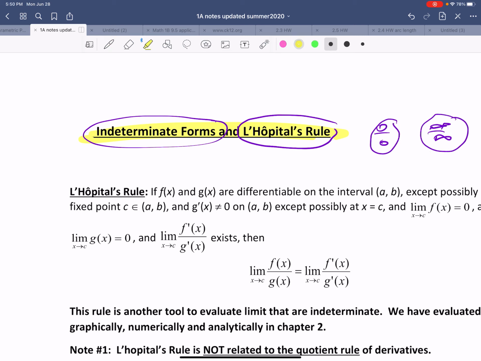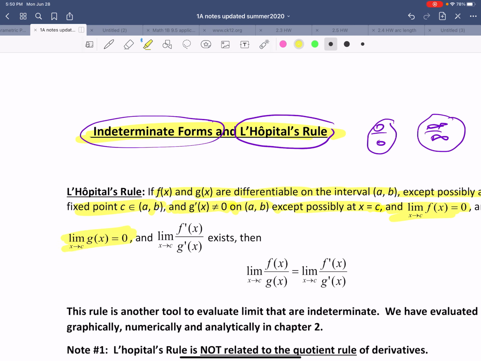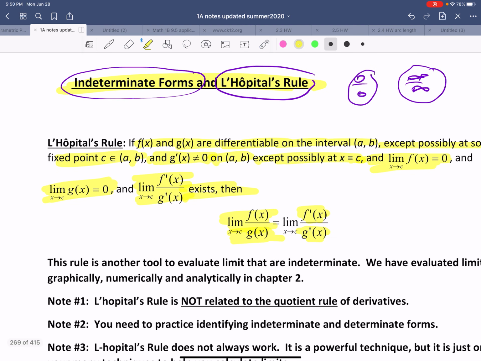L'Hopital's rule says if f of x and g of x are differentiable on the interval (a, b) except possibly at some fixed point c belonging in (a, b), and g prime of x is not equal to 0 on (a, b) except possibly at x equals c, and the limit as x approaches c of f of x is 0 and the limit as x approaches c of g of x is 0, then the limit as x approaches c of f prime of x over g prime of x exists, and that limit is the same. So if we have an indeterminate form 0 over 0, then we can take the derivative of the numerator, the derivative of the denominator, and then evaluate the limit as x approaches c at that point. If we still get 0 over 0, we can apply L'Hopital's rule again.